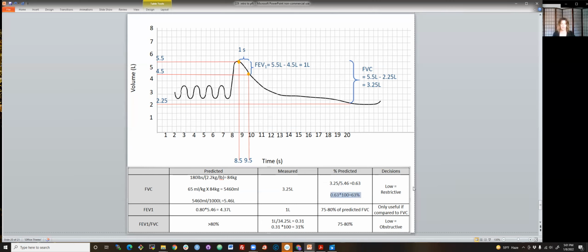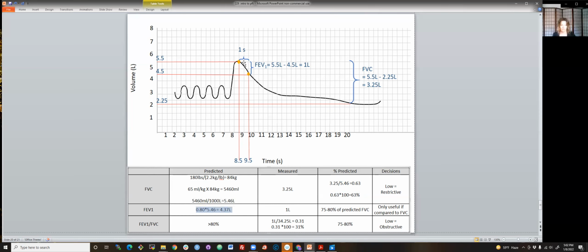Okay, so then you say, well, what about his flow? He's got a low FVC, his volume is low, he has a restrictive disorder. What about his flow? So your FEV1, as I mentioned before, you can't really use it by itself. If we were predicting it, it should be 4.37 liters because it should be 0.8 of the predicted FVC. So that's what's predicted. Let's measure and see what we got.